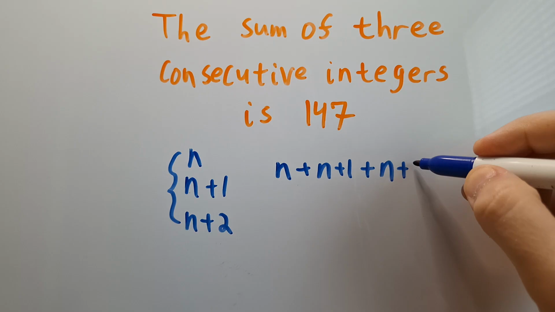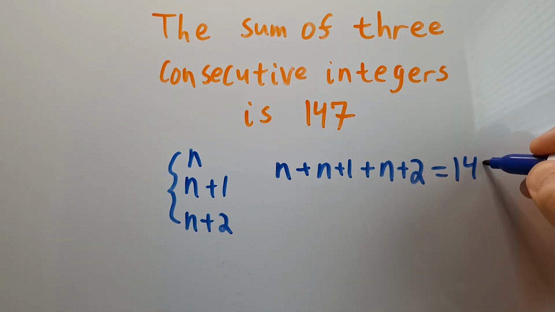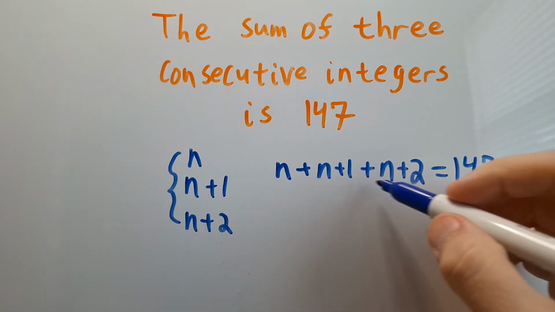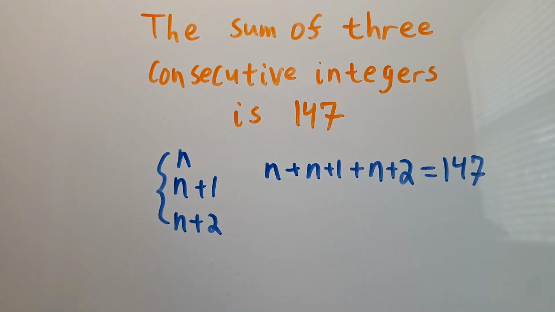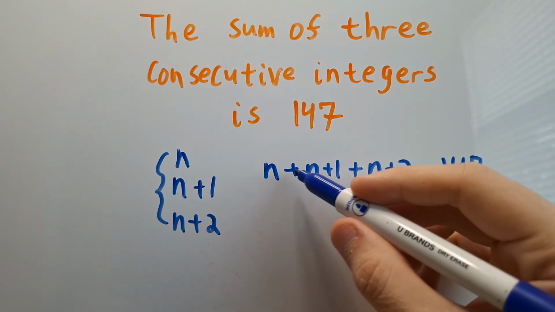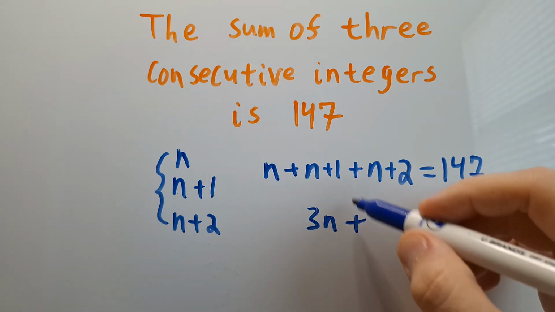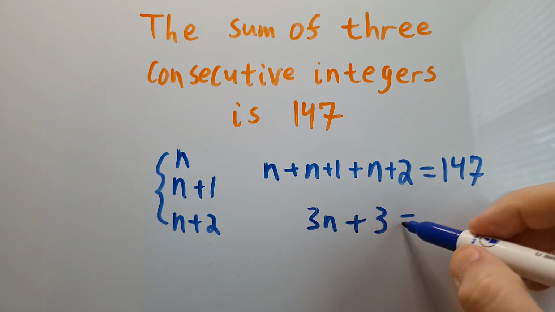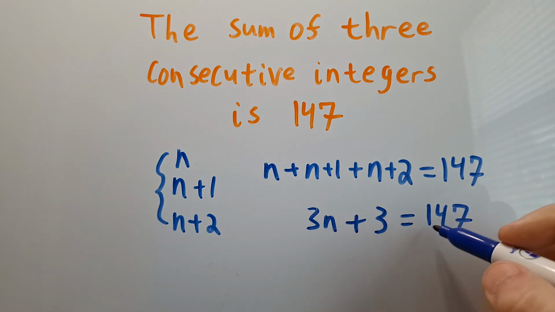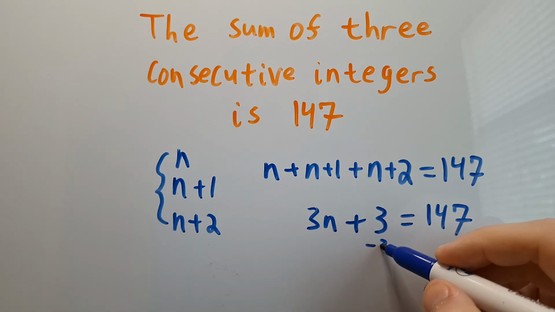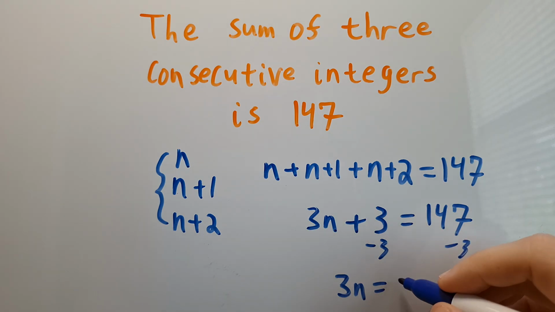We're setting up a multi-step equation and we're going to solve it. The sum of 3 consecutive integers is 147. Hard part's over. Now we go in and solve it. n plus n plus n, I have 3n. I have 1 plus 2. And now the equation doesn't look as bad. We can solve this in 2 steps, taking away 3 from both sides. We have 3n equal to 144.